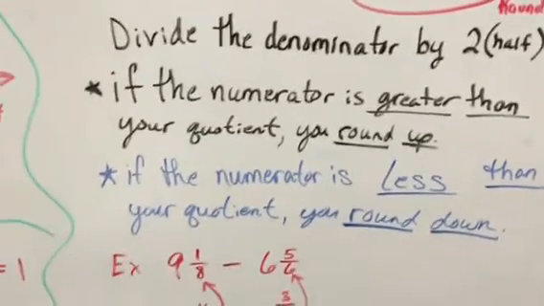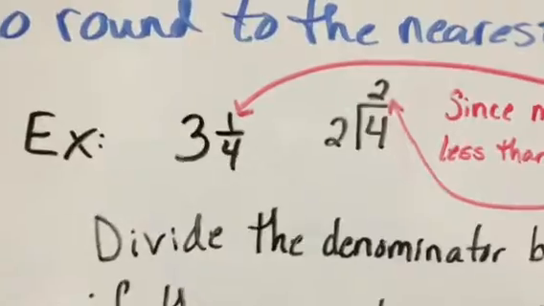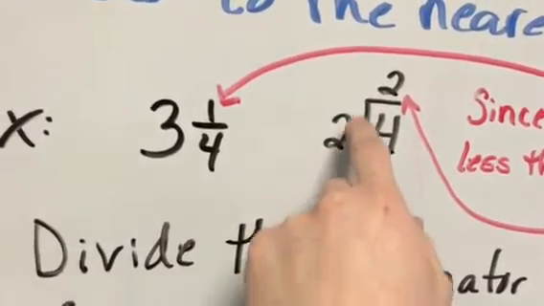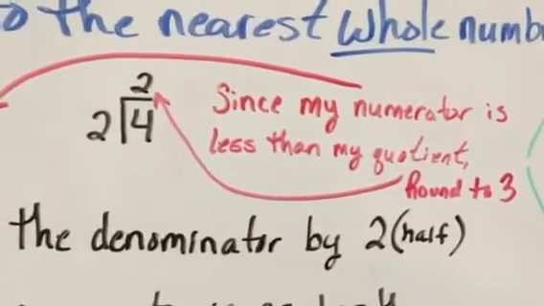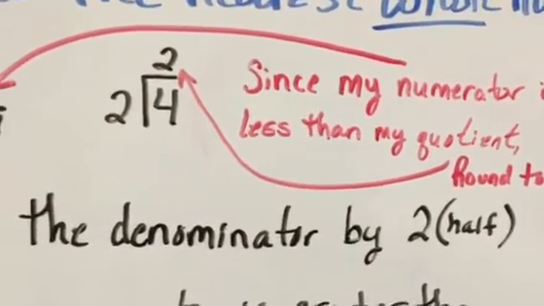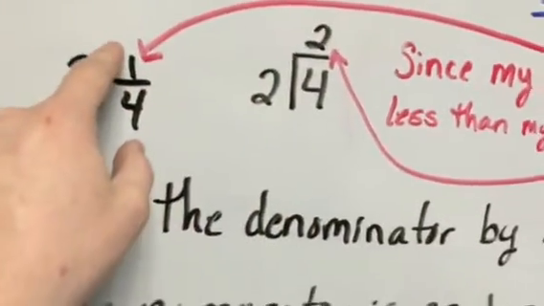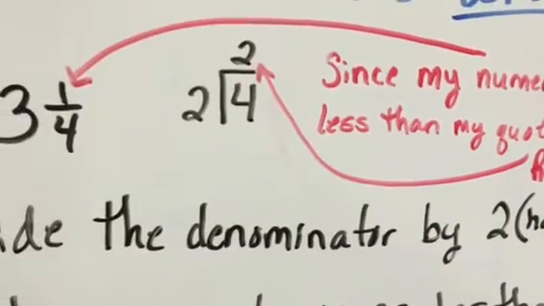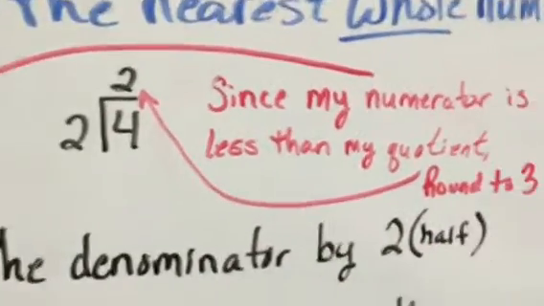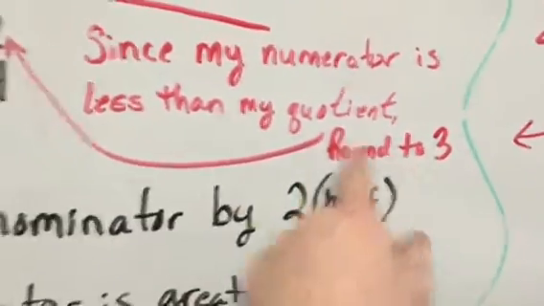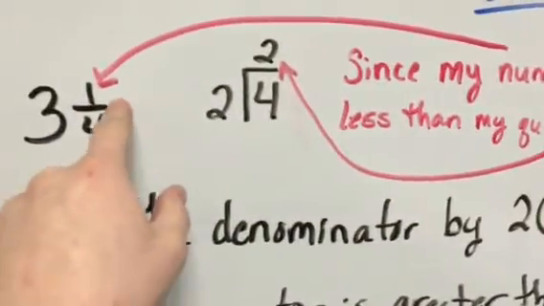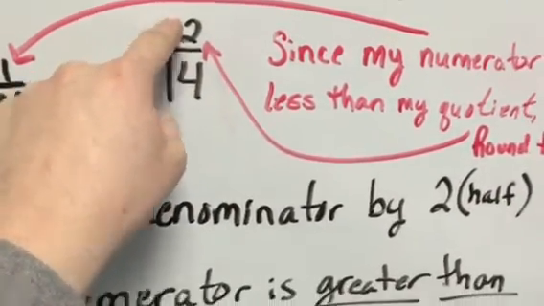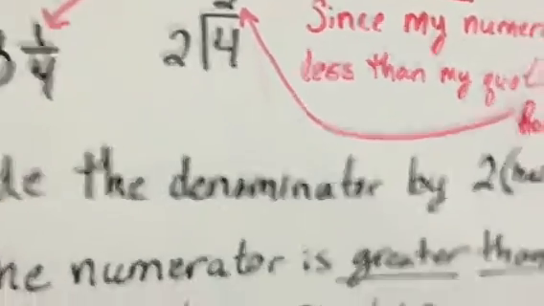So let's take our example, 3 1/4. I take my denominator and I divide it by 2. So 4 divided by 2, and I get an answer of 2. Since my numerator is less than my quotient, which is 2, my numerator was 1. Pause the video and find out what you think I'm going to do. Right, you round to 3. I had 3 1/4, and because my numerator was less than my quotient, I have to round it down to 3.